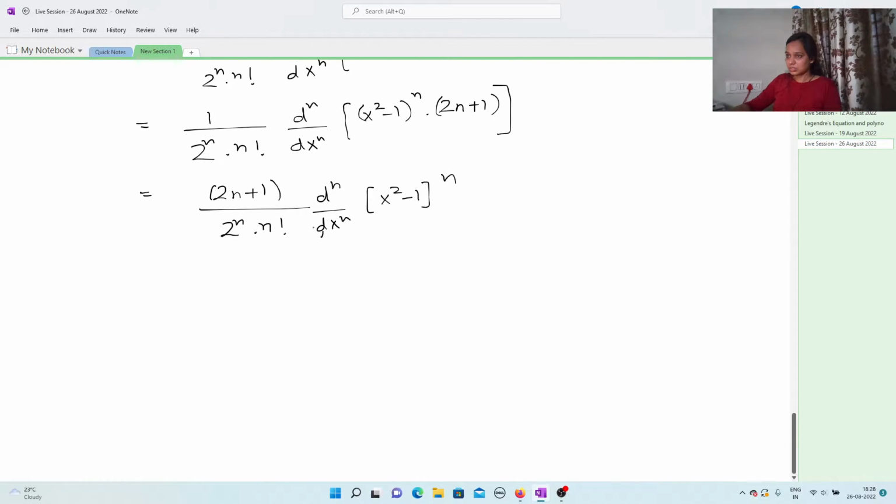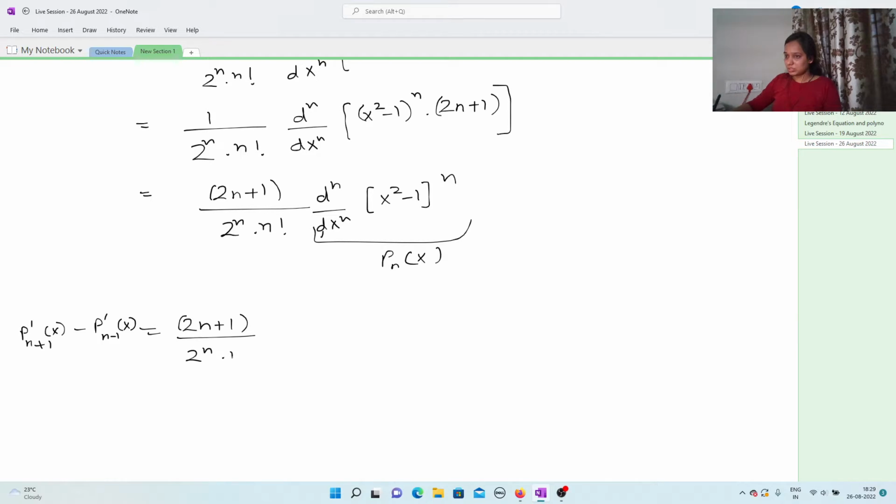So what is this? This is P n of x, right? So now what we have is P dash n plus 1 of x minus P dash n minus 1 of x equals 2n plus 1 over 2 to the power n into n factorial P n of x.